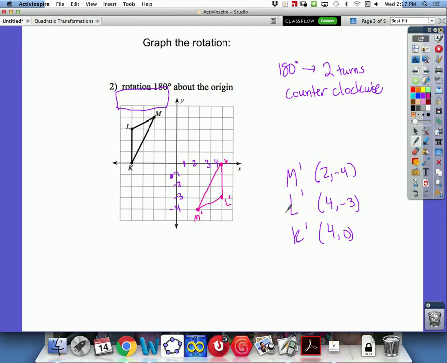And now I can see that it turned 180 degrees. And I can see my pre-image. Remember, pre-image is the original. And my image is here.